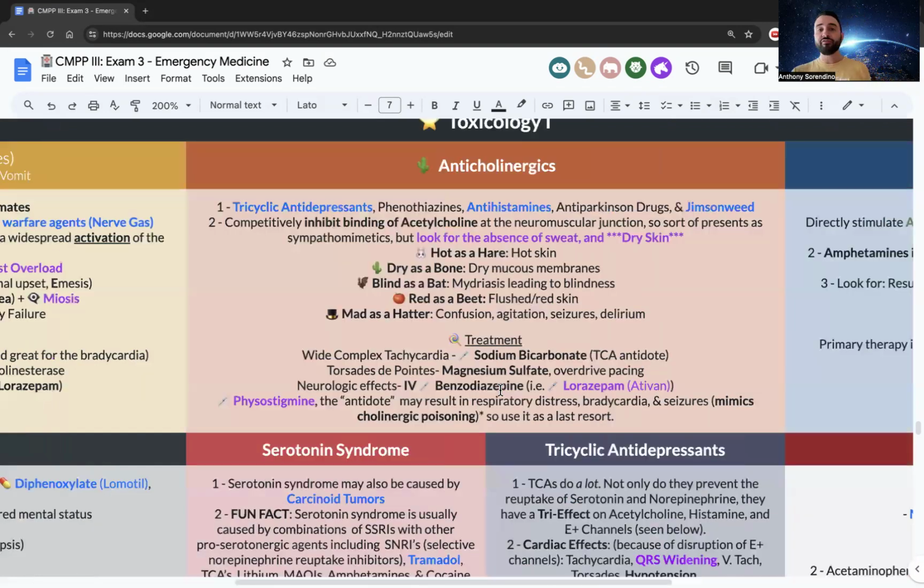Okay, now on the flip side of this, rather than a parasympathetic overload, what if we shut off the parasympathetic nervous system? Well, what's going to do that? Tricyclic antidepressants are notorious for this. Antihistamines have anticholinergic properties, anti-Parkinson's drugs, and whatever the heck Jimson weed is. So these are going to competitively inhibit binding of acetylcholine. So it's going to keep acetylcholine far, far away. Parasympathetic nervous system gets shut down, right? Okay. Even I get confused with this because you really have to think about it, it's anticholinergic.